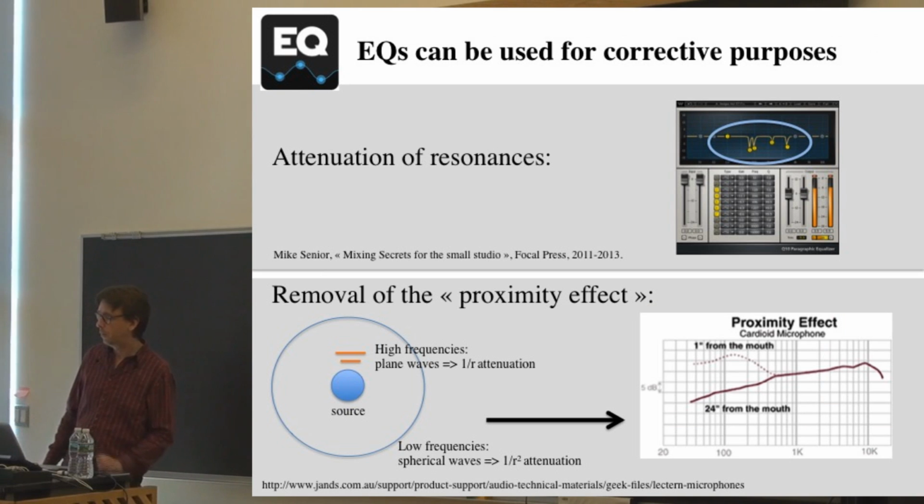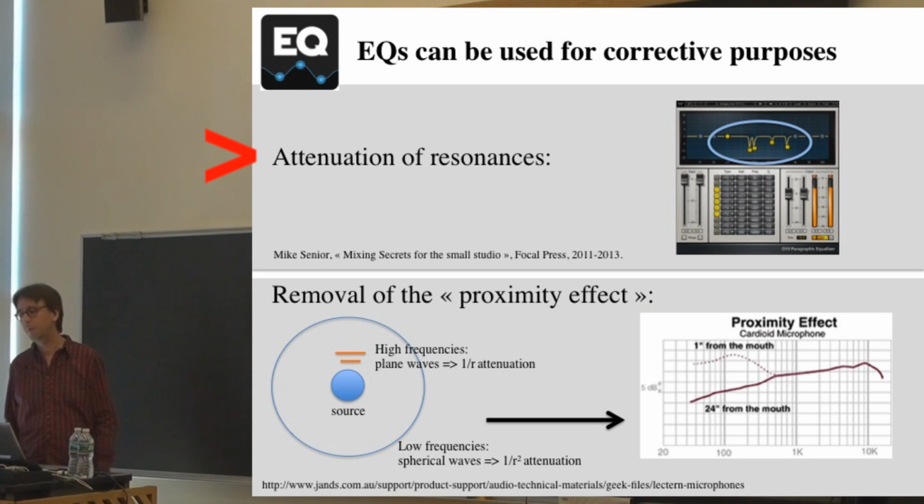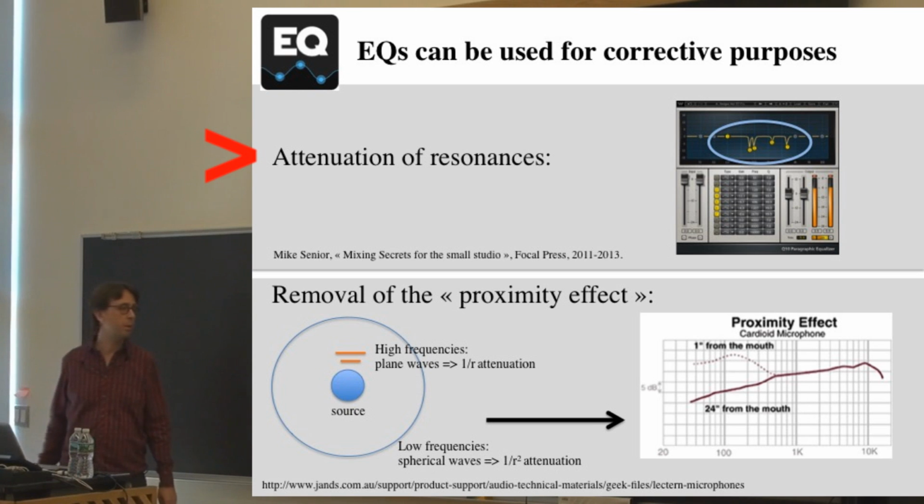Another use for EQ. First one is attenuation of resonances. If you record an acoustic guitar, for instance, the note is provided by the string, okay? It's amplified by the body, right? The body is a resonator. A resonator has got some resonance frequencies, mode propre in French.